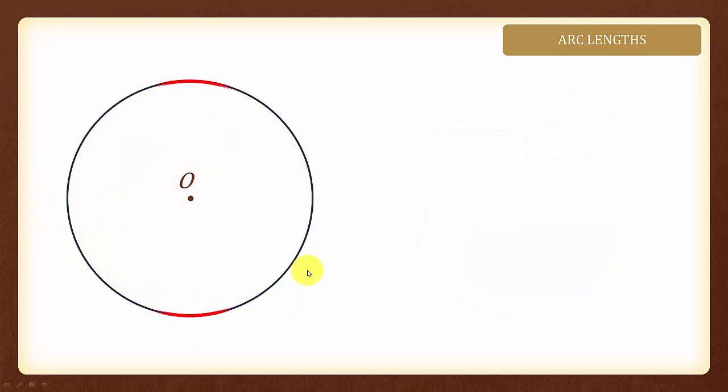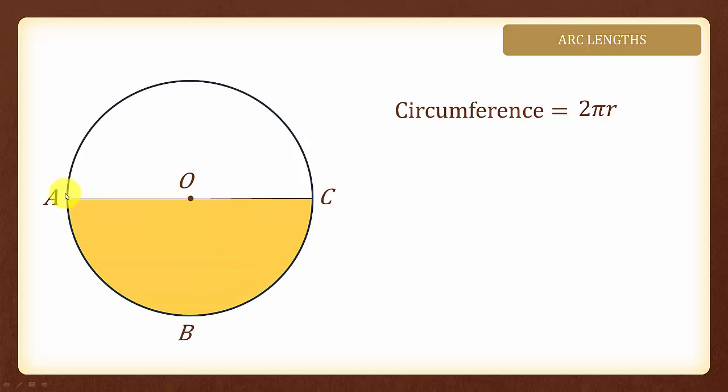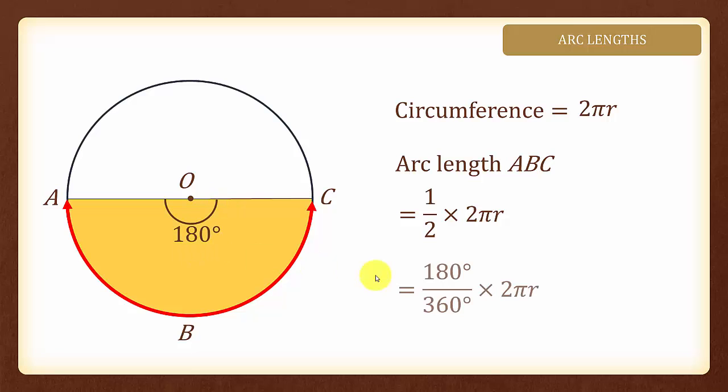The perimeter of a circle is also known as the circumference, and the formula is given by 2 pi r. Here we have a semicircle. What do you think is the arc length ABC? Yes, it should be half the circumference. Therefore, we will have the arc length ABC equals to 1 over 2 times 2 pi r. Now, you'll notice that the angle subtended by the arc ABC here is 180 degrees, and 180 degrees out of 360 degrees happens to be 1 over 2.